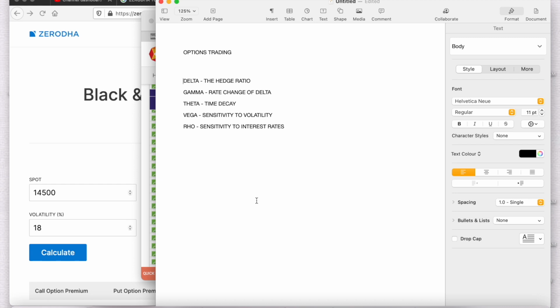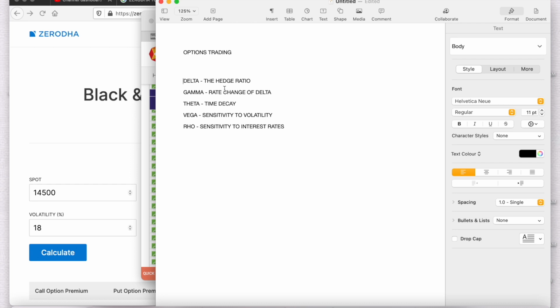Now this value basically depends on 5 things. The most important of them, all of them basically, are delta, gamma, theta, vega and rho. So delta is basically the hedge ratio, gamma is the rate of change of delta, theta is the time decay. Theta is something that eats the premium of your option. The most important thing that eats is theta.